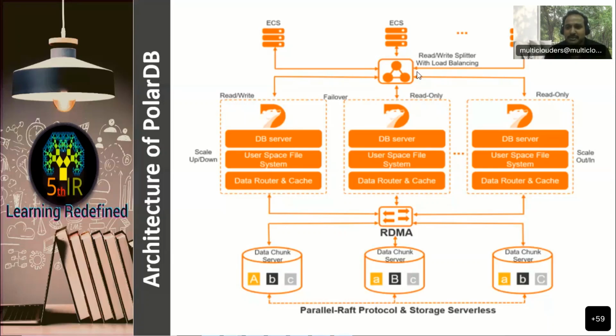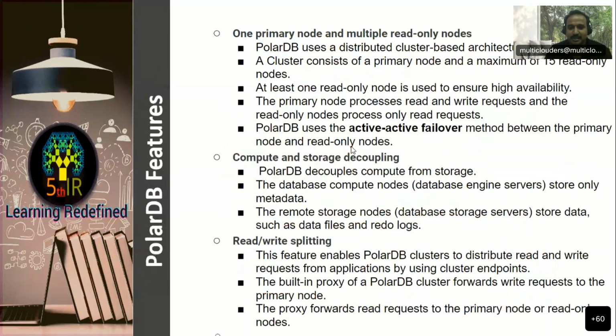The important feature you have to know here is that it's a decoupling architecture, with decoupling between the storage node and the database node. The data is stored in the database chunk server, and the database server is connected to it using RDMA, a high-performance network connectivity link, and we provide consistency using the parallel raft protocol. That's a short introduction to the architecture of Alibaba Cloud PolarDB.